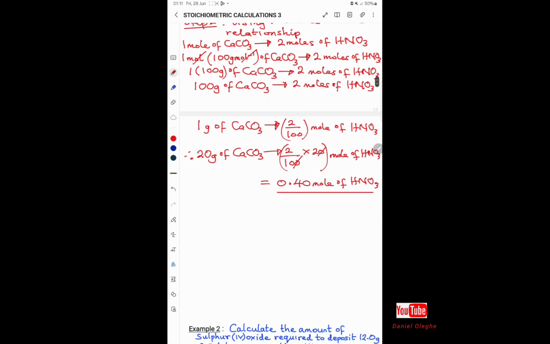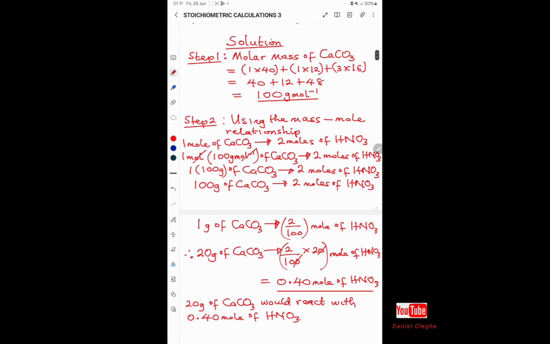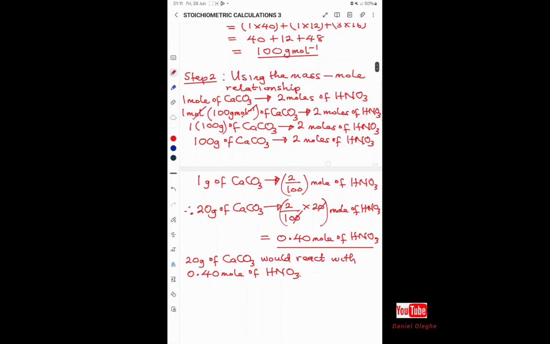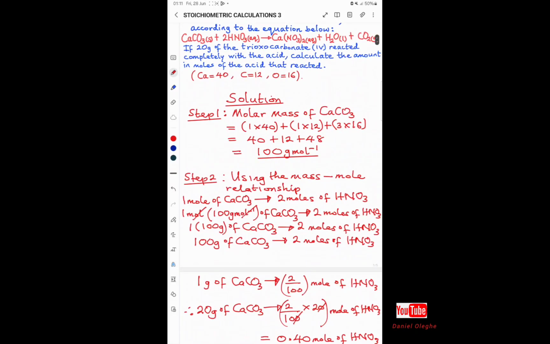So that is, in the reaction, 20 grams of calcium carbonate will react with 0.40 mole of the acid HNO3. That's how to solve that, by using mass to mole relationship. So you have been able to calculate the amount of the acid that the 20 grams of the carbonate will completely react with. Look at the steps.